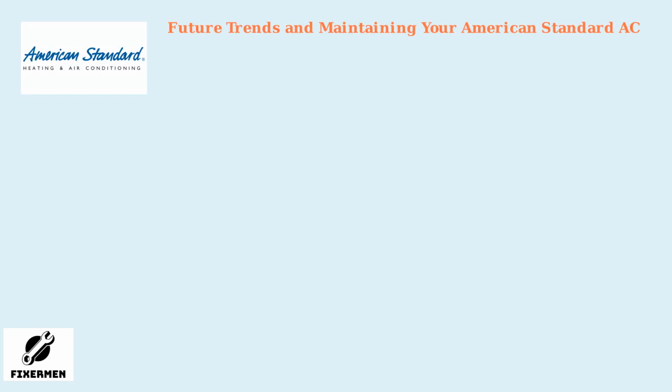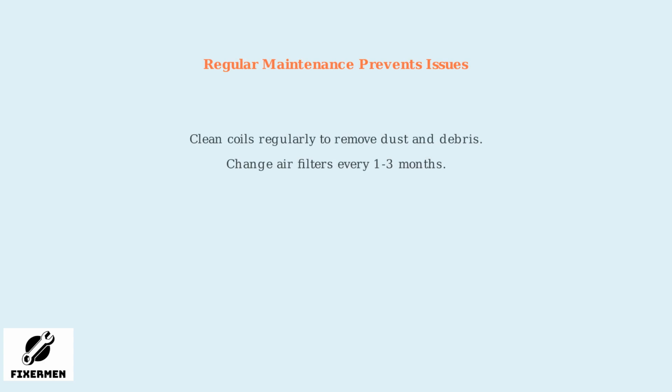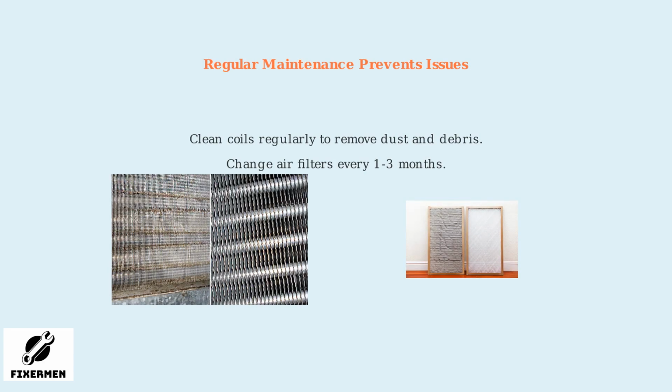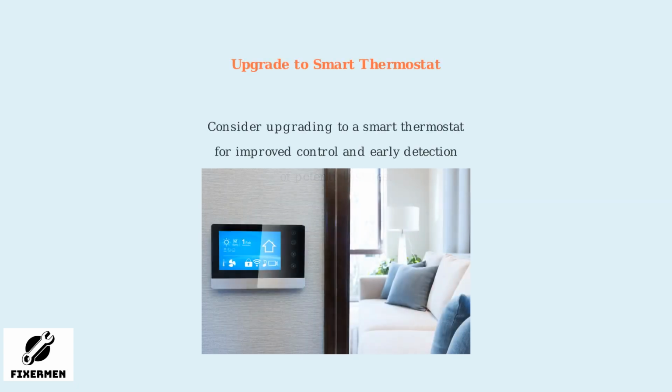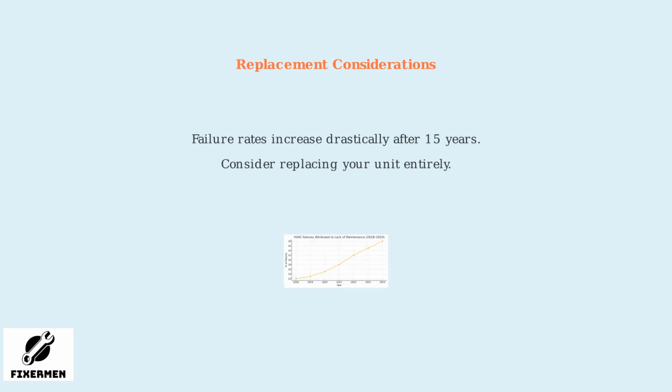HVAC technology is advancing rapidly. Newer American Standard models feature energy-efficient inverter-driven compressors and smart diagnostics for predictive maintenance. Regular maintenance can prevent future compressor problems. Clean coils regularly to remove dust and debris, and change air filters every 1 to 3 months. Consider upgrading to a smart thermostat for improved control and early detection of potential issues. Keep in mind that failure rates increase drastically after 15 years, so consider replacing your unit entirely.